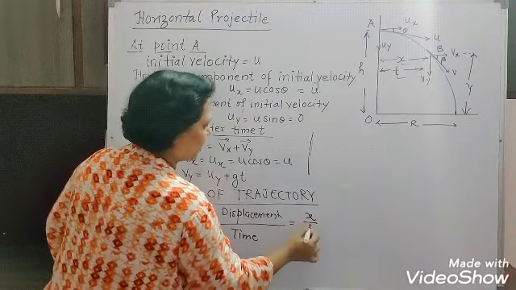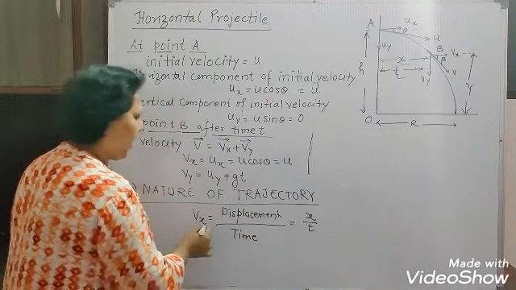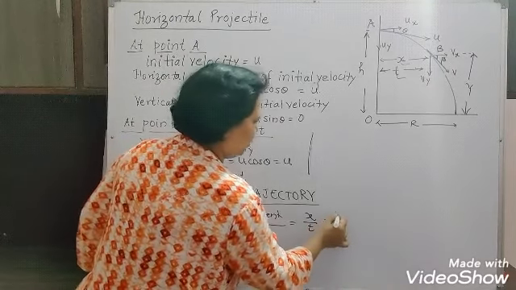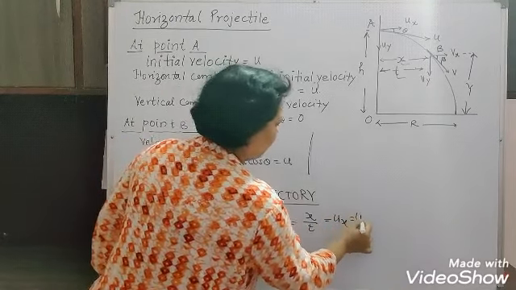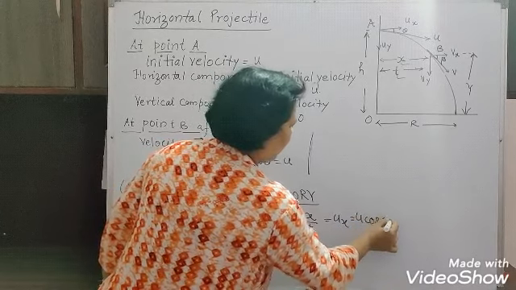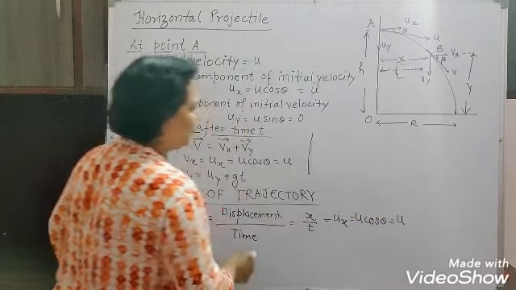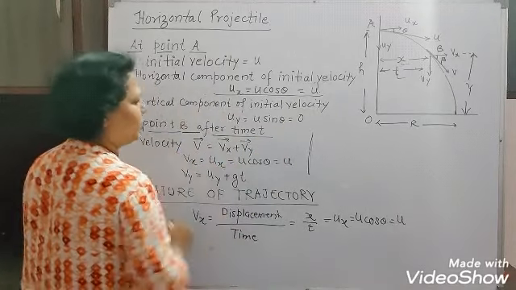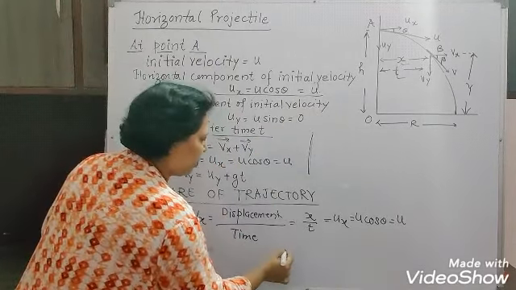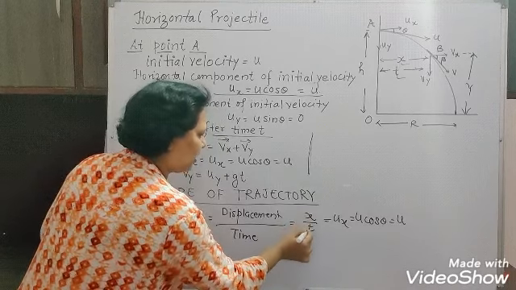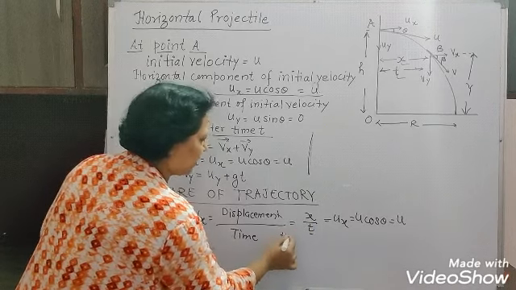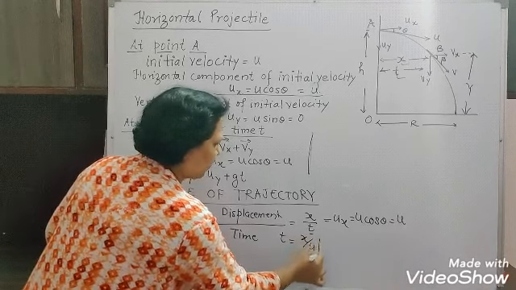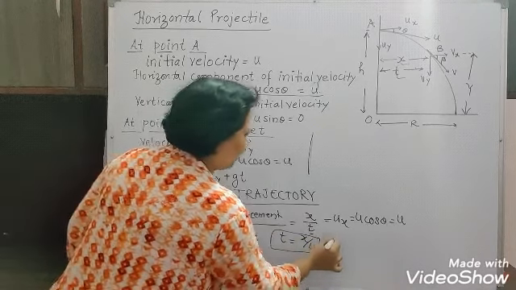So this is x upon t, or Vx. Already we have seen that Vx is equal to ux, which is equal to u cos theta, or simply equal to u. Okay, here in this formula you can see this. So simply what we can say here is that time, if you calculate, is equal to x upon u. We'll write this as equation 1 here.